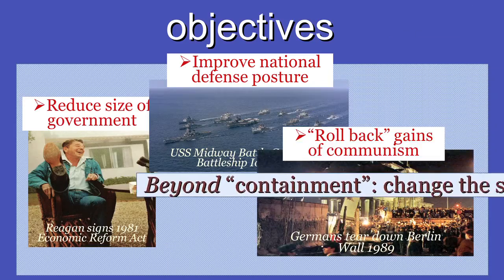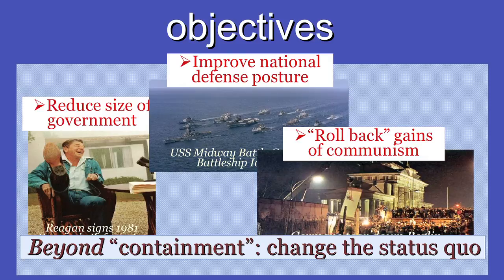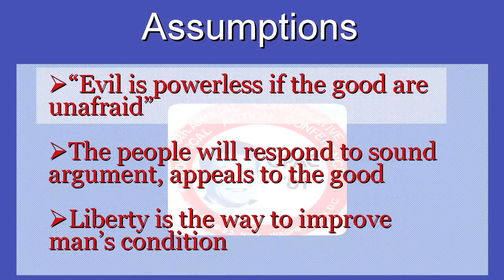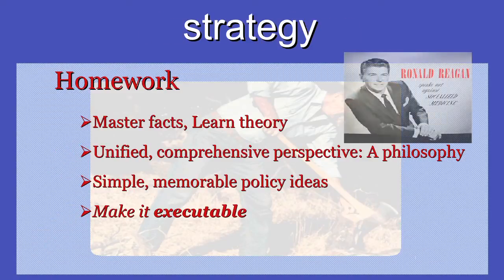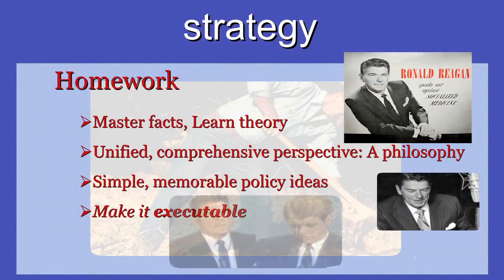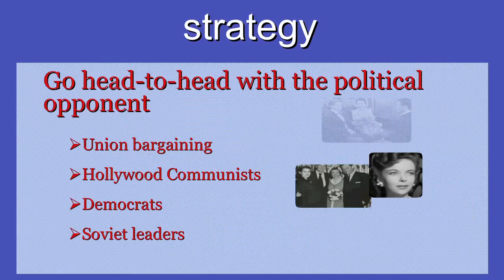His objectives: Reagan wanted to reduce the size of government. He actually did in some areas, which is quite remarkable. No other president in the 20th century was able to achieve that. Calvin Coolidge at least kept it from getting any bigger. Improve our national defense posture. And roll back the gains of communism.